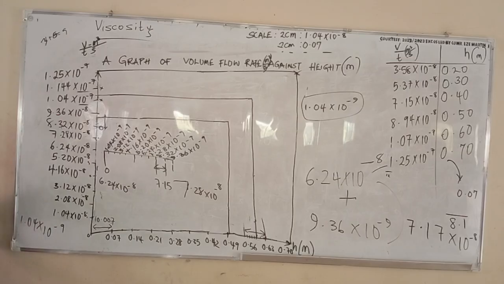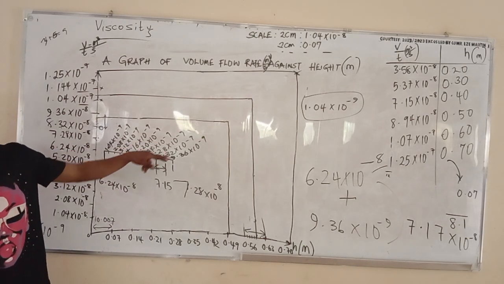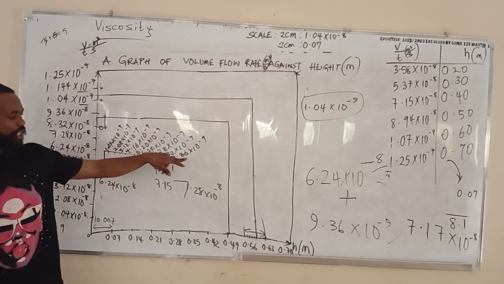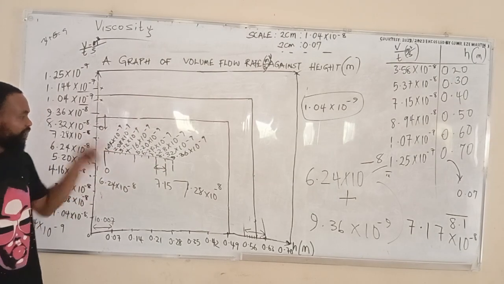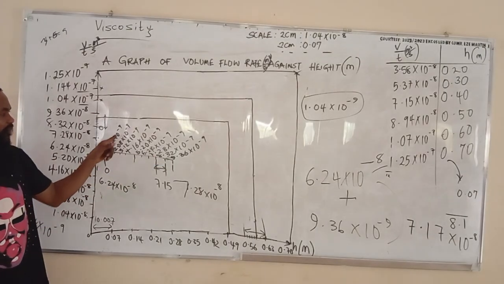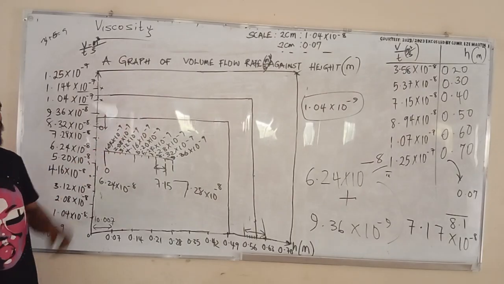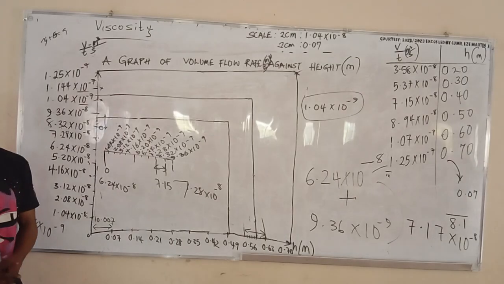Which one? See, leave assumptions. I want you to be using your calculator here. When you did this one, you got a value less than 7.15. When you did this one, you got a value greater than 7.15. That means it's in between these two. So remember that each graph from this end to this end is actually 1.04 times 10 raised to the power minus 9, this thing divided by 2. 1.04 times 10 raised to the power minus 9 divided by 2.